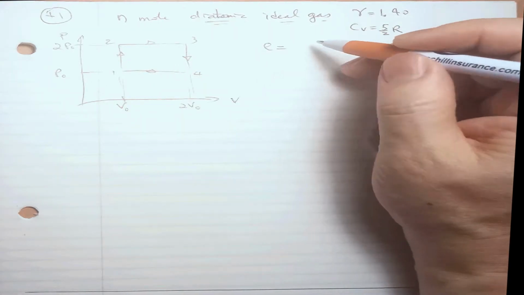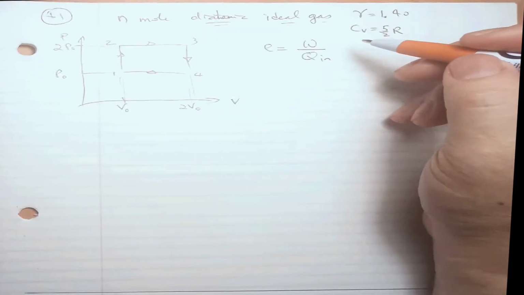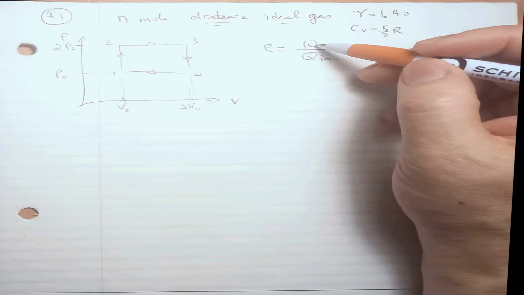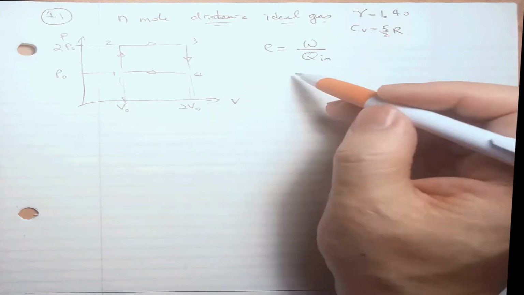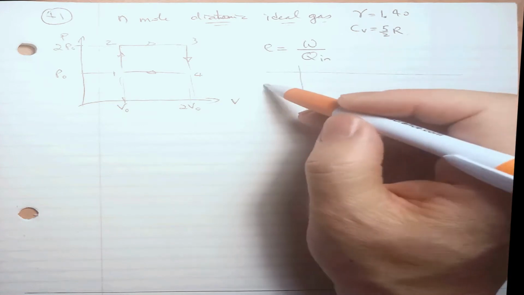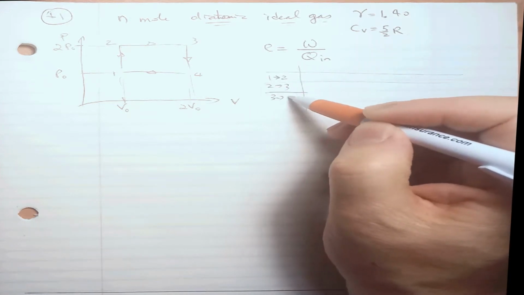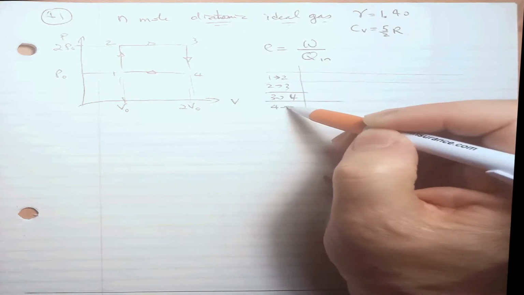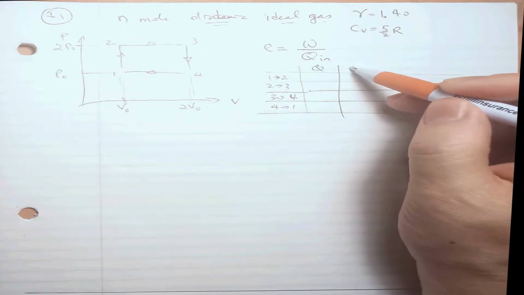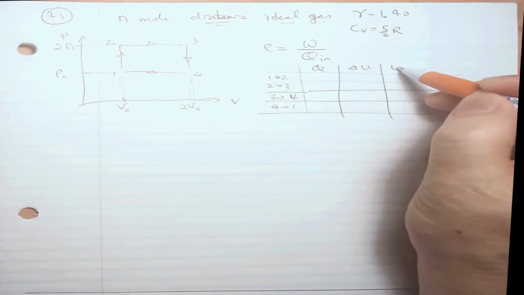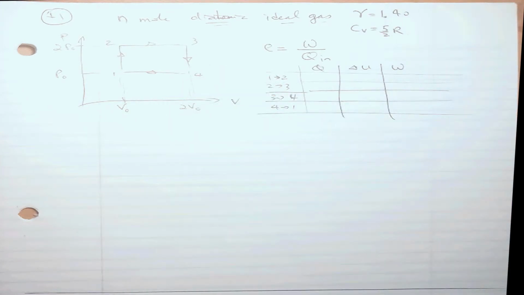Okay, efficiency we know is the work done divided by the heat going in. So we need to therefore find the net work and all the positive heat that goes in. So we have to set up that table, which I call from 1 to 2, 2 to 3, 3 to 4, and then 4 to 1. We need to set up the heat, then the change in internal energy, and then of course the work. But we really don't care about the internal energy in this case.